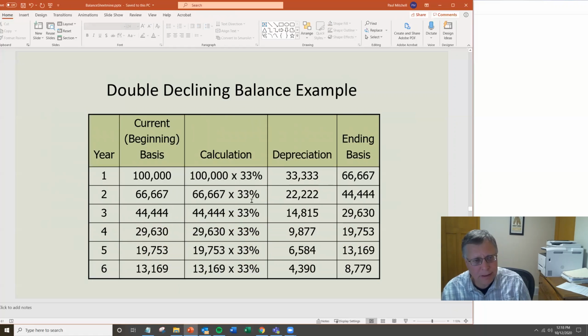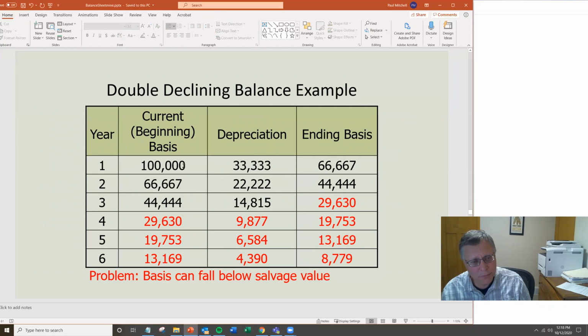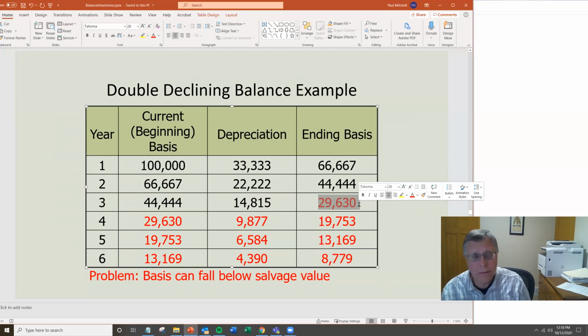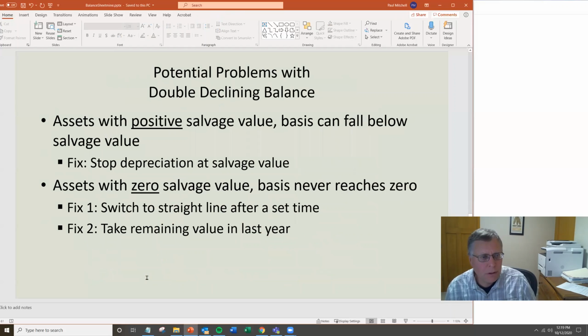A couple problems you might have noticed. I go back to the problem here. It says it has a salvage value of $40,000. Well, we go below the salvage value here. We have $44,444. The formula says take $14,000 worth of depreciation, and so the actual value of the asset would fall below the salvage value. Well, basically, that's a problem with these declining balance methods, is that the basis of the asset can fall below the salvage value. That's a problem. You have to have a fix for it.